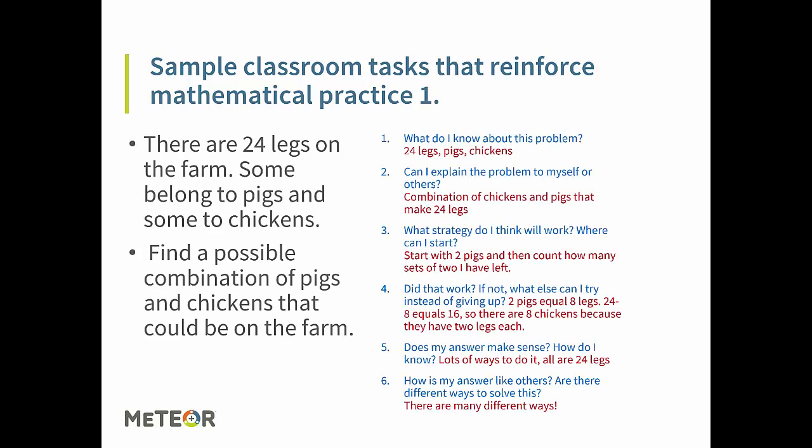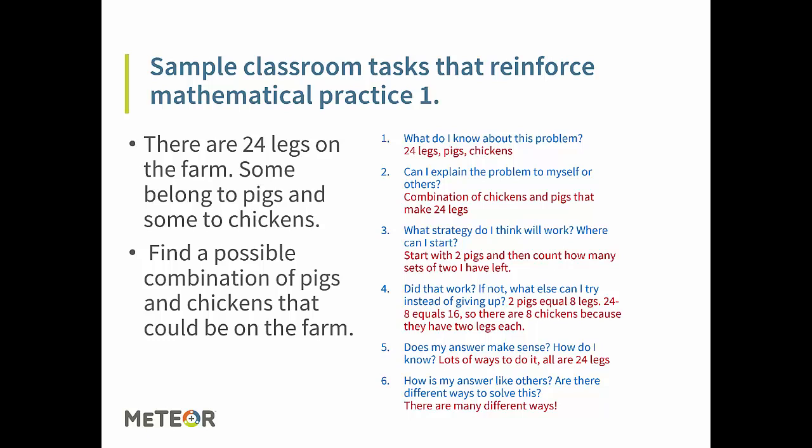What do I know about this problem? Okay, I know there's 24 legs, there's pigs, and there's chickens. Can I explain the problem to myself or others? I know that it's a combination of chickens and pigs that make 24 legs. What strategy do I think will work and where can I start? A student may reply, I'm going to start with 2 pigs and then count how many sets of 2s I have left. Did that work? If not, what else can I try instead of giving up?